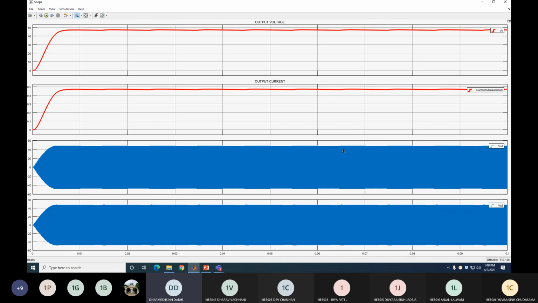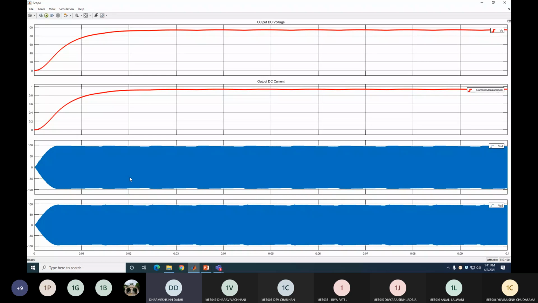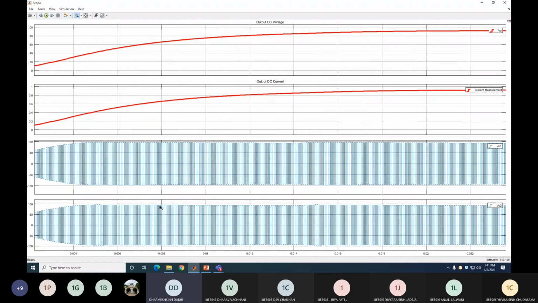So that is the only difference between half bridge and full bridge: in full bridge you get more power or more voltage, in half bridge you get less power or less voltage. So depending upon your application, you can use either of these SMPS. Both give the same DC voltage, and this is the waveform of primary and secondary side voltage of this full-bridge SMPS. Again, if you zoom in, you can see the high-frequency chopping, the turn on and turn off of these IGBTs at 10 kHz frequency.